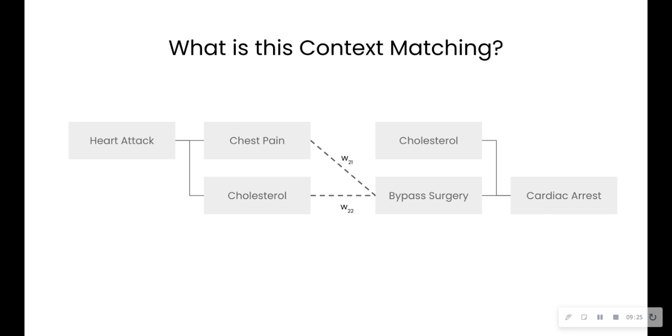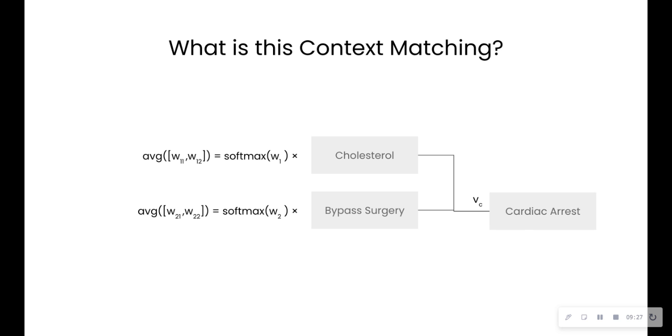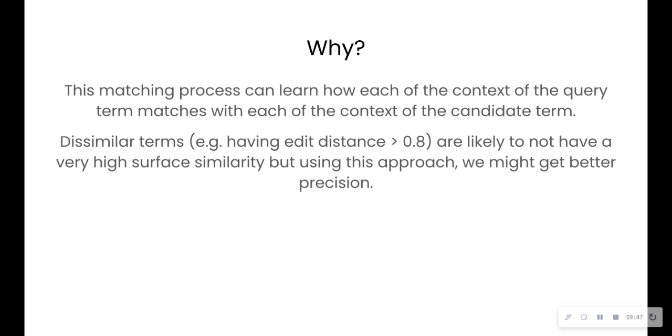Similarly, for bypass surgery, we will have two weights, and then we can average the weights for each term, apply a softmax activation, and use it to take a weighted combination of the embeddings to get a single embedding. Note that it would then be symmetrical for the query term as well. And then we can compare it using cosine or bilinear similarity.